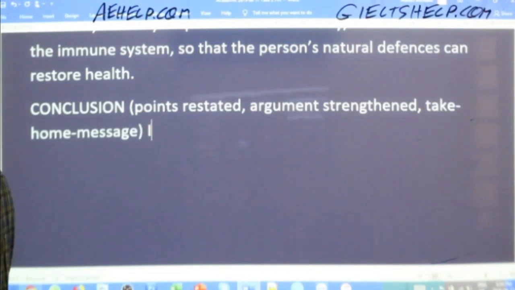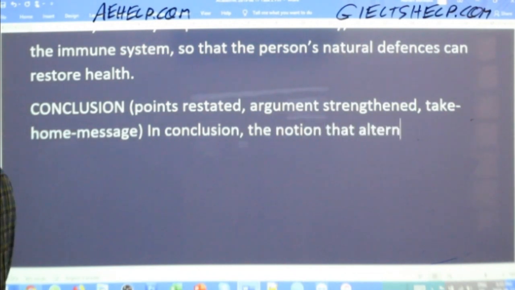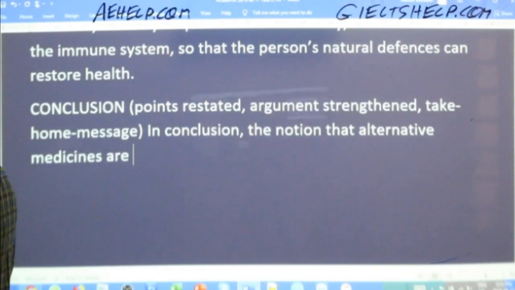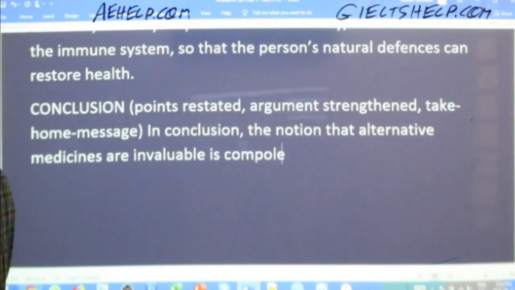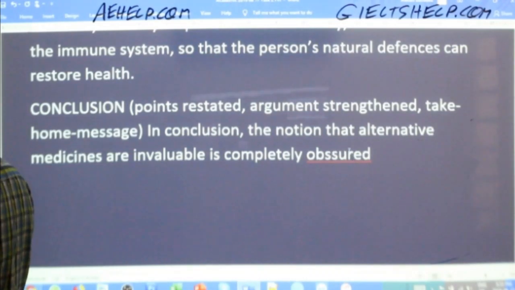In conclusion, the notion that alternative medicines are invaluable is completely absurd.